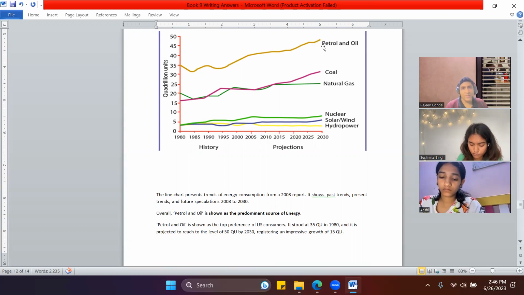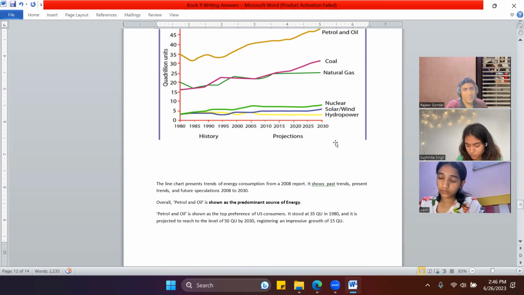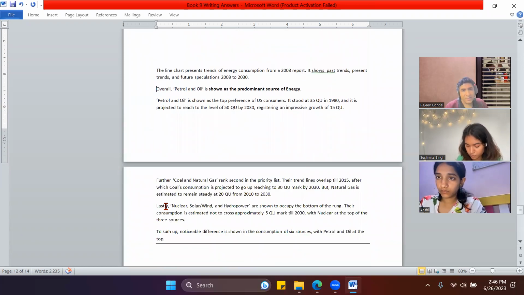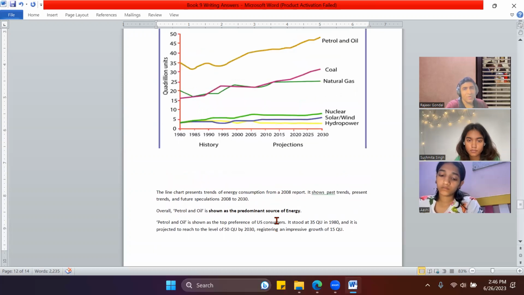So as you can see, we have clubbed information. This one is at the top, this one is in the middle, and this is the last one. So we talk about it at the end. Lastly, nuclear, solar, wind, and hydropower are shown at the bottom of the rung. We can use the structure: their consumption is estimated not to cross, so we are not talking about each of them separately. We are simply saying their consumption is not expected to cross 5 quadrillion units. That's it. We are not talking about each of them separately.